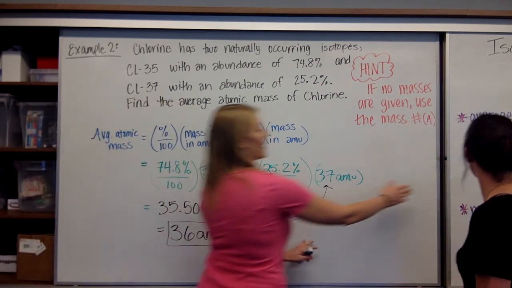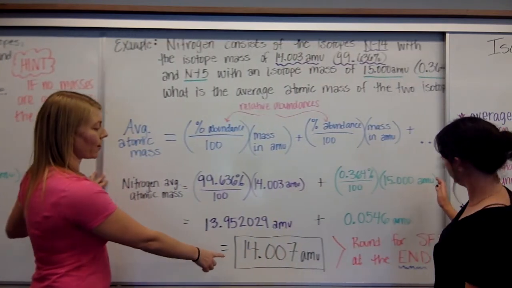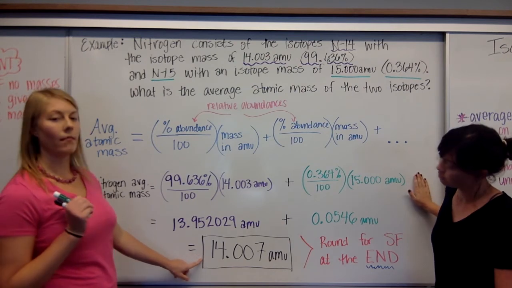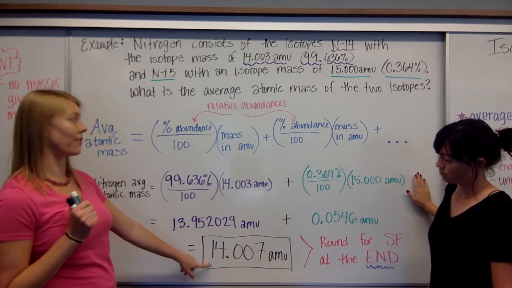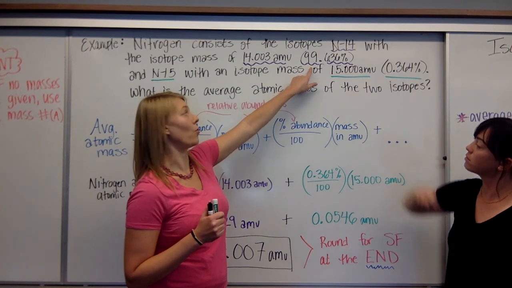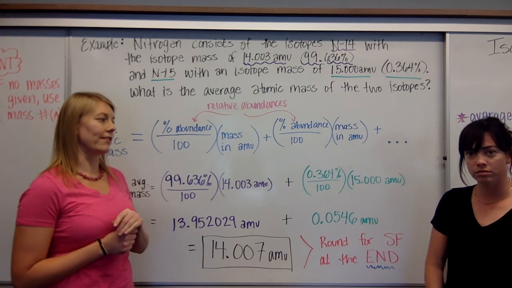Let's look one more time. I didn't point this out, but I want to. In our last one, the final average atomic mass that we got was 14.007. Remember, the abundance of nitrogen-14 was way higher, so we were closer to the 14.003 with our 14.007 AMU.